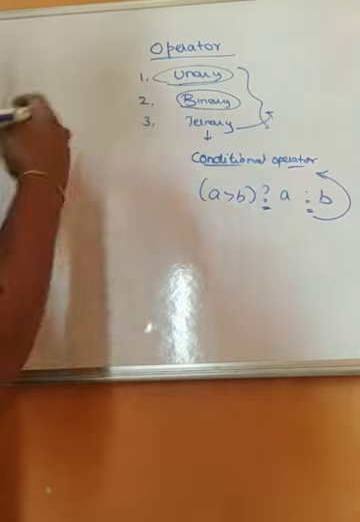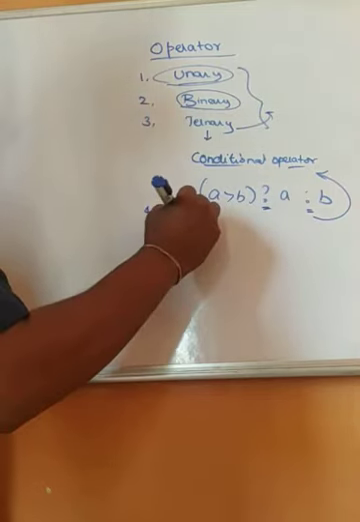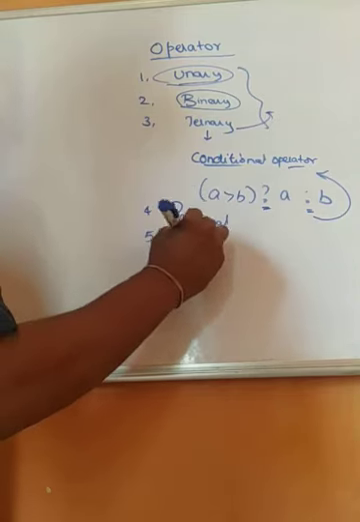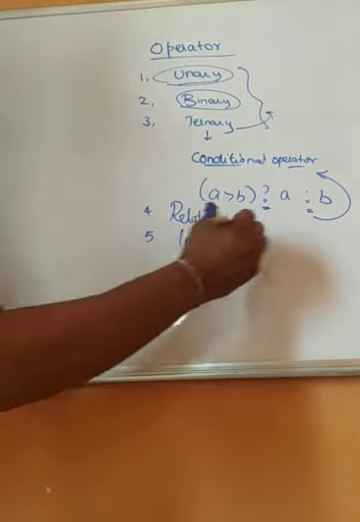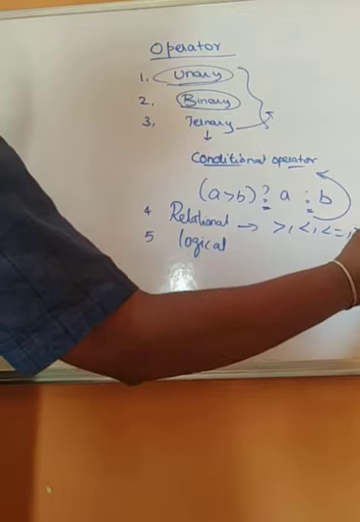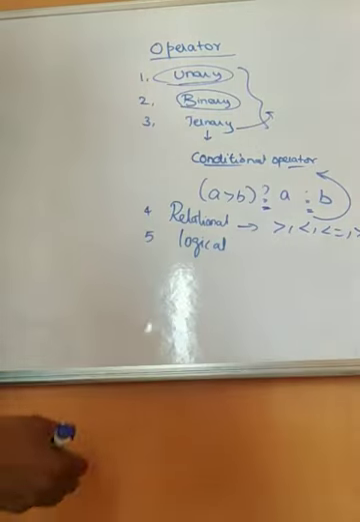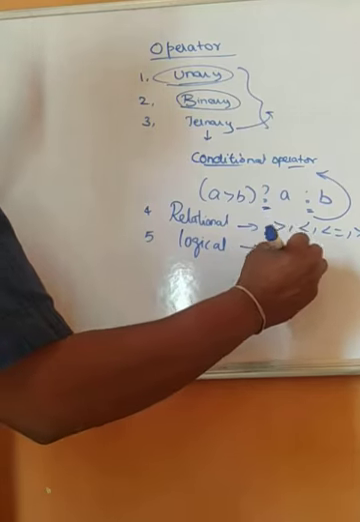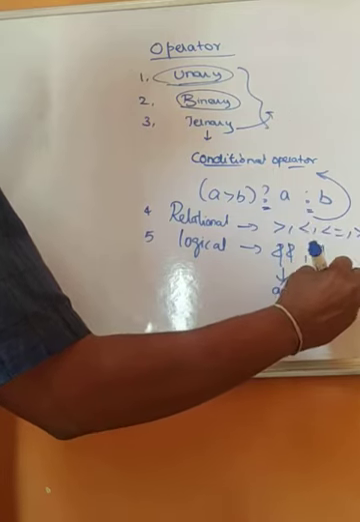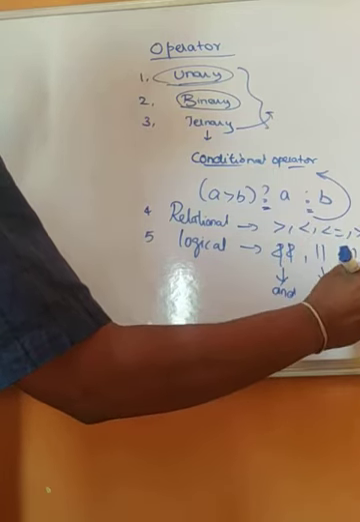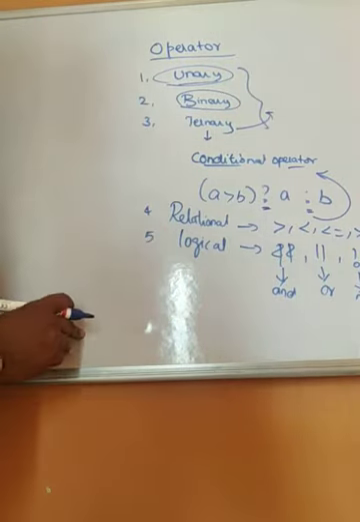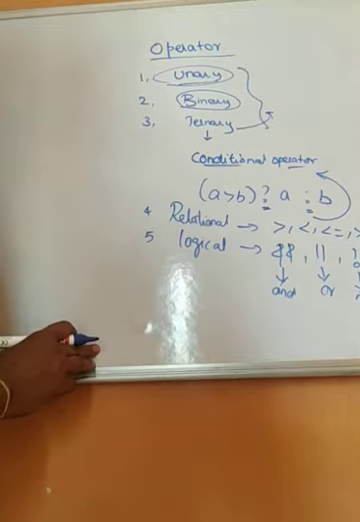Other than this, what are the operators we have is relational operator. The fifth one is logical operator. Relational operator, like greater than, less than or equal to, greater than or equal to, not equal, and equals. These are all some relational operator. Logical operator we have, this is called and, this is or. The last one is not. So these are all some logical operators we have in C++. So we have only 5.